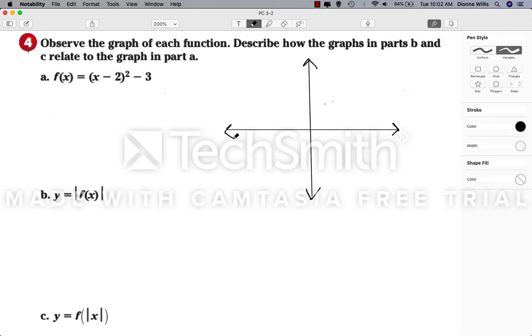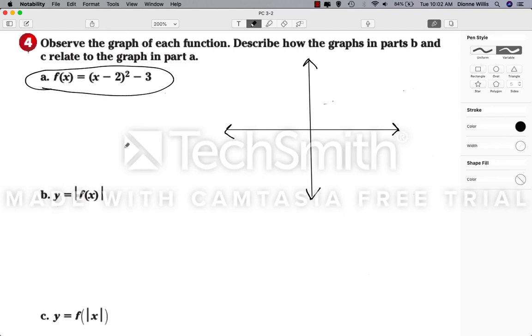So the first graph: observe the graph of each function, describe how the graphs in part B and part C relate to the graph in part A. Let me read that again because that sounds crazy. Describe how the graphs in part B and C relate to the graph in part A. So we are starting off with a parent function. And I know this isn't our typical parent function. Typically, it's very basic, but anything can be a parent function.